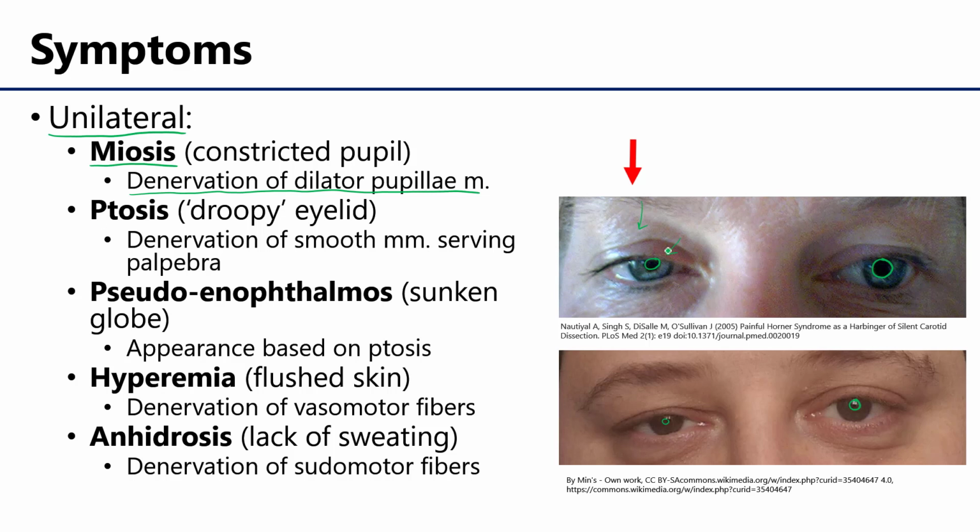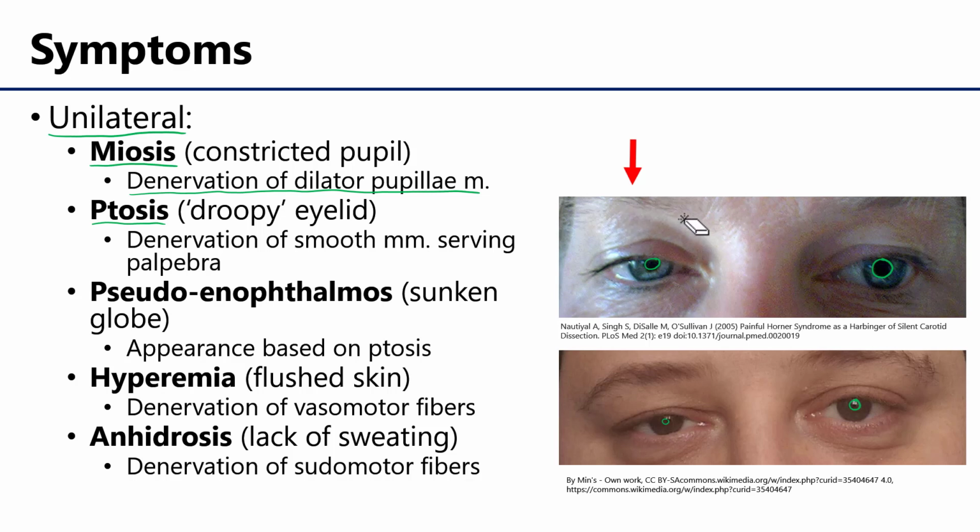There is also unilateral ptosis. Ptosis is a droopy eyelid, so there are sympathetic fibers that innervate a specific slip of smooth muscle that inserts on the superior tarsal plate of the upper eyelid. This is the levator palpebrae superioris muscle, a component of it, and when that muscle is denervated through a loss of sympathetic tone, the eyelid becomes a little droopy. So this is known as ptosis.